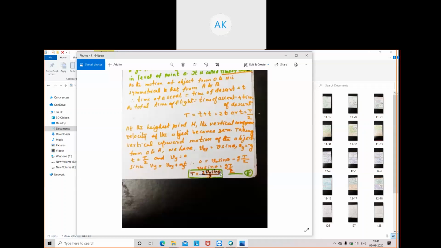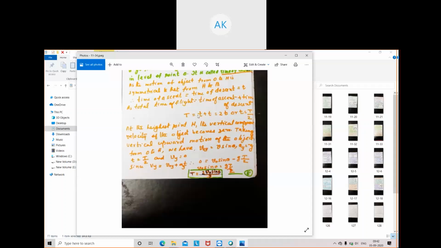So what is the time of ascent? Half of that. Time of descent also will be half of that. Total time is the time of flight. So time of ascent is V0 sin theta by g only. So total time of flight capital T equals time of ascent plus time of descent, that is 2 into small t. Therefore, small t equal to capital T by 2.